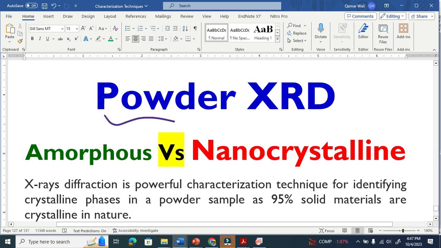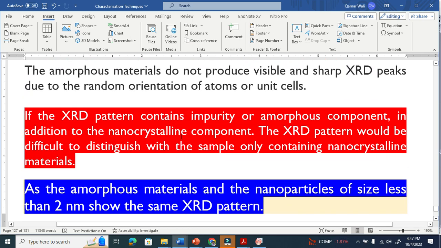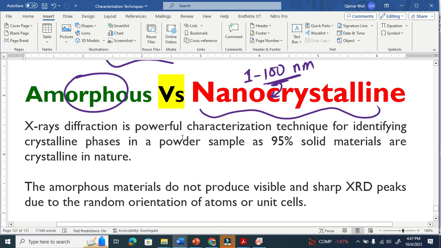Let us compare the powder XRD analysis of amorphous material with nanocrystalline material. We know that if any dimension of a material is in the range of 1 to 100 nanometers, we call it a nanocrystalline material, right? This is a very interesting topic because we know that amorphous material gives a broad peak. Similarly, nanomaterial also gives a broad peak.